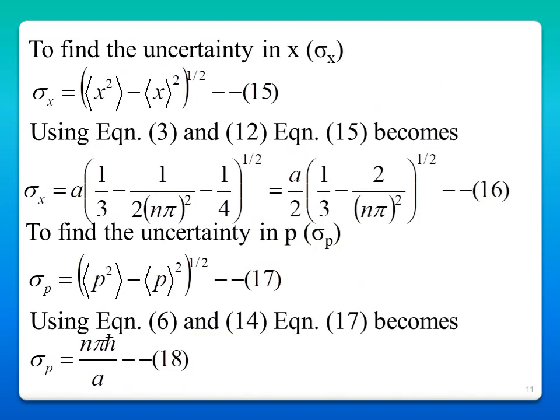So now you have to find out the uncertainty in x. It is sigma x equal to expectation value of x squared minus square of the expectation value of x whole power half. And using equation 3 and 12 and substituting in 15, then you can get sigma x is a by 2 into 1 by 3 minus 2 by nπ whole squared whole power half. Similarly, for uncertainty in p, it is expectation value of p squared minus square of the expectation value of p whole power half. So using equation 6 and 14, sigma p is nπħ by a.